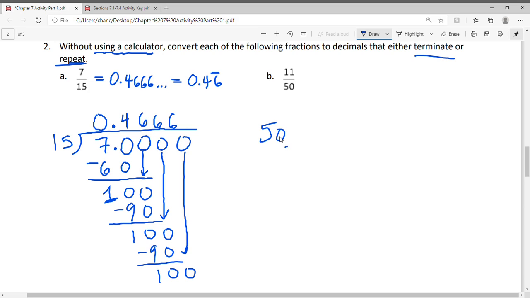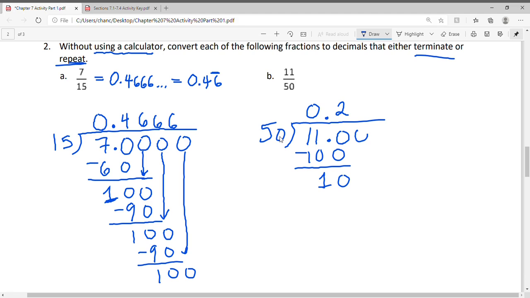Let's put the 50 on the outside, the 11 on the inside. 50 does not go into 11, we'll put a 0. And then we'll add an additional 0. How many times does 50 go into 110? Well, it goes in there twice. 2 times 50 is 100. Subtract, I get a remainder of 10.